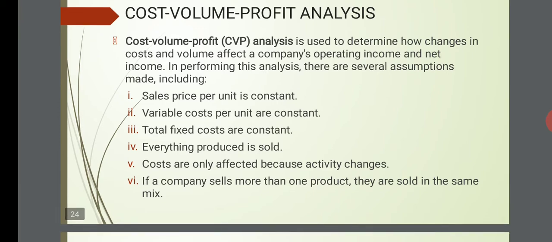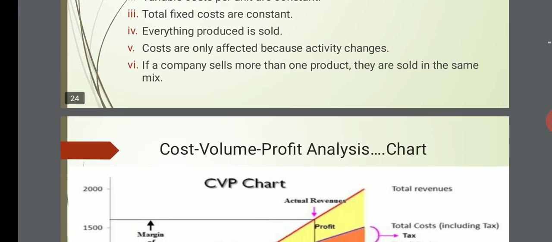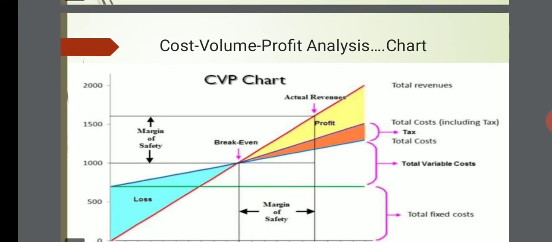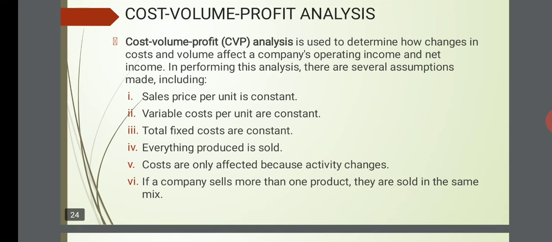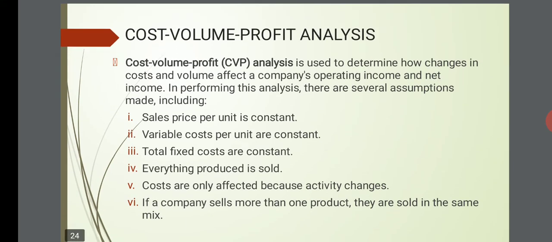If the company sells more than one product, they are sold in the same mix. So whatever they make, they sell, and whatever mix they make, they sell in the same mix. We have already discussed CVP analysis. Let us rewind this by chanting again.